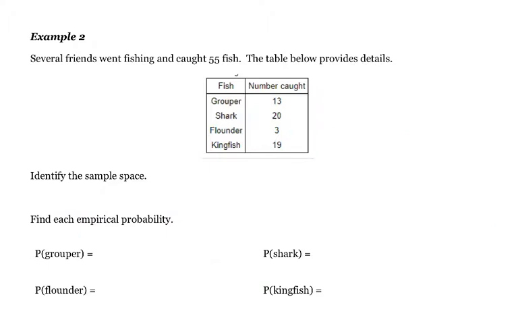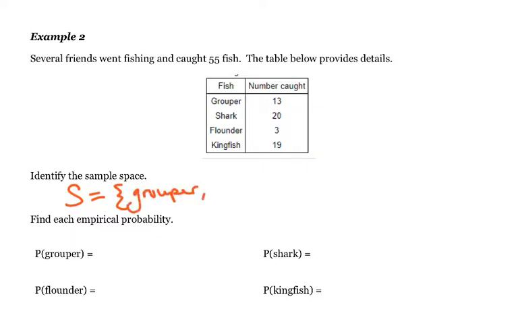So let's look at a second example. Several friends went fishing and caught 55 fish. The table below provides the details. So we have the fish and the number caught. We want to identify the sample space. The sample space is the set of all outcomes. So that's going to be grouper.